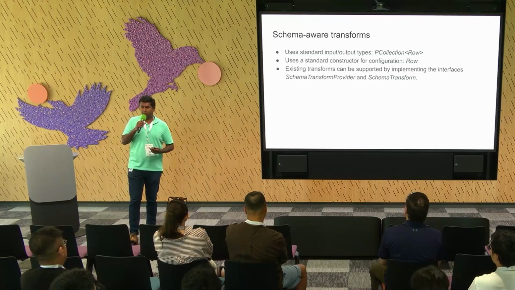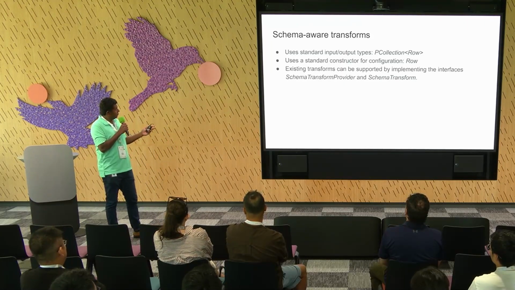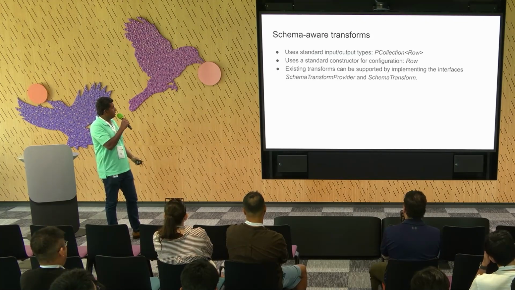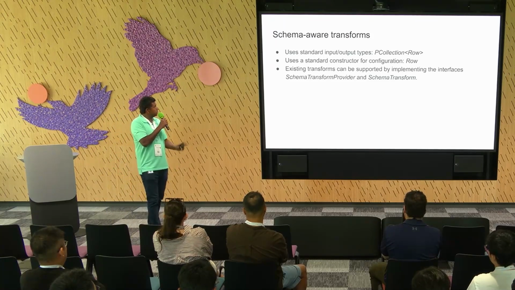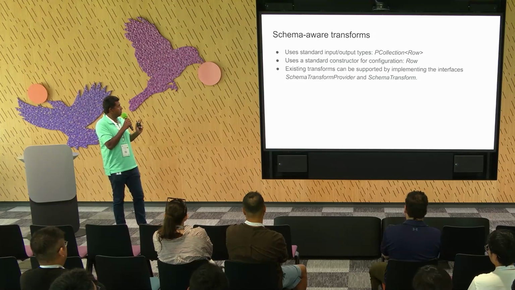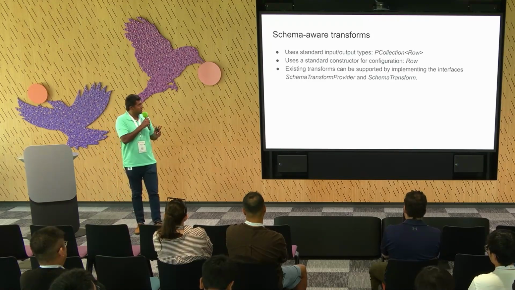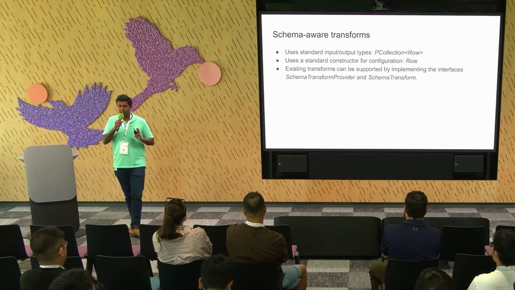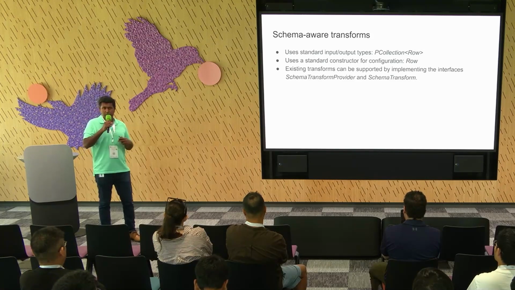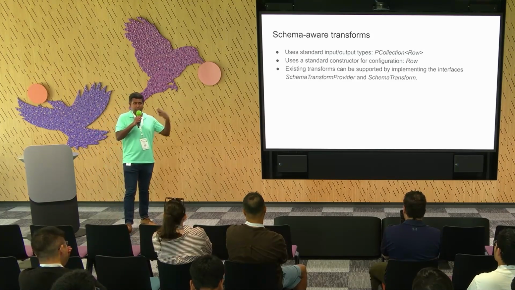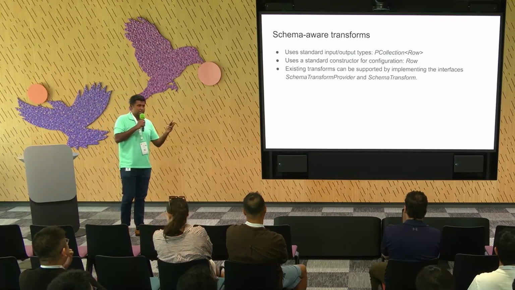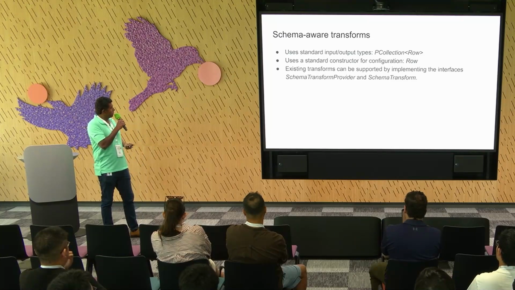All right, so to overcome these limitations, we came up with something called schema-aware transforms. This improves the API in a couple of ways. First, it uses standard input and output types. All the incoming and outgoing PCollections will be of type PCollection of Row. Row is a schema'd standard element type in Beam that's also language portable. Also, to construct the transform, now we give a Row object that will have the constructor parameters in its schema, and that is, again, standard and language portable.